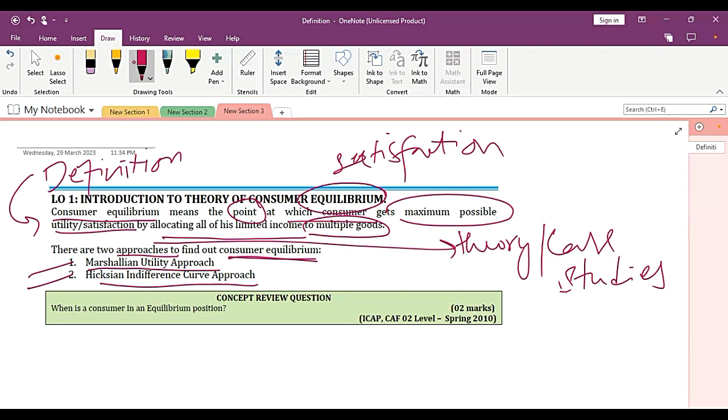Let's come to the next class where we are going to study both of these approaches.